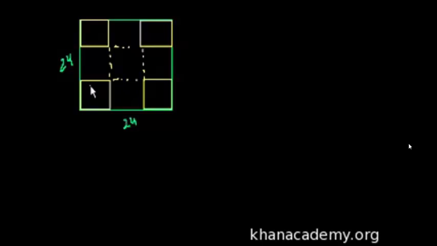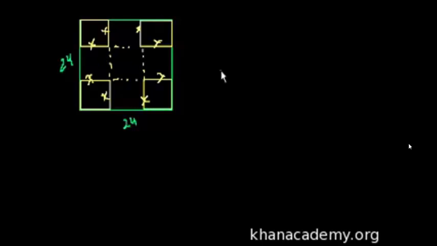Well, these are equal-sided squares that I'm cutting out. So let's say that each side is x. So if this is x, then this is x, this is x, this is x, this is x, this is x, this is x, this is x. And then what is going to be the volume of our box when we fold up everything?